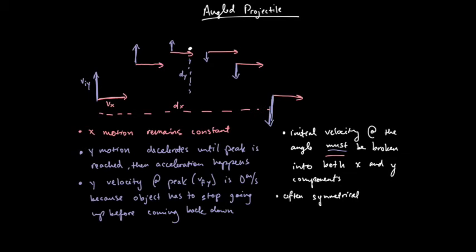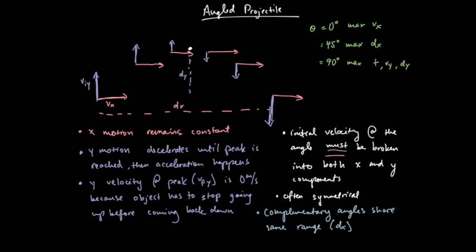And then initial velocity, if you notice, is broken up into its x and y components. This is the first thing you must do. It's often symmetrical. Complementary angles share the same range value, dx. And then if you look at the top right corner, you'll see the critical angles needed for certain values. If you want to maximize your horizontal velocity, 0 degrees; 45 degrees maximizes that horizontal distance, and 90 degrees maximizes both the air time and the vertical components of velocity and distance.